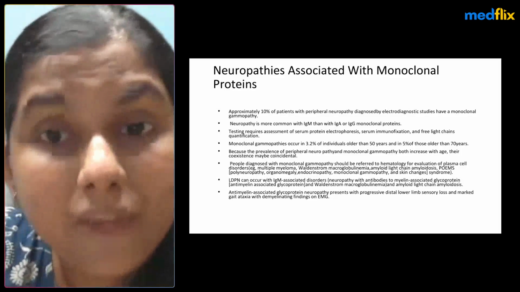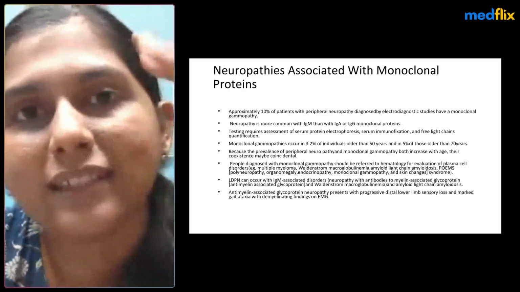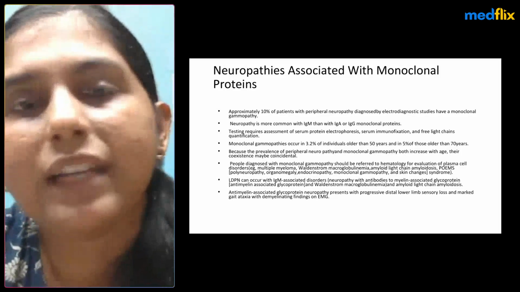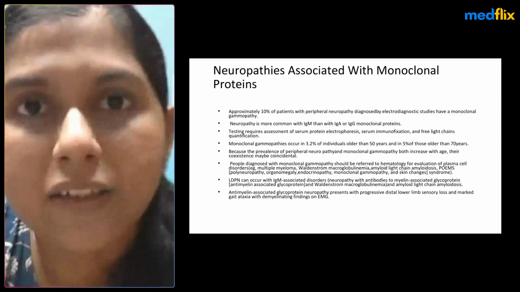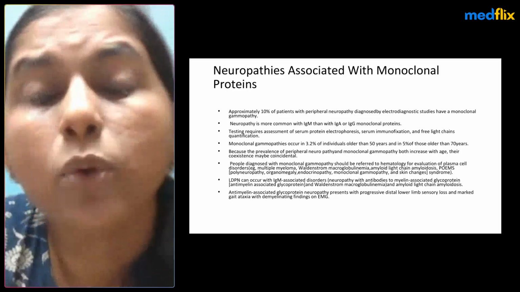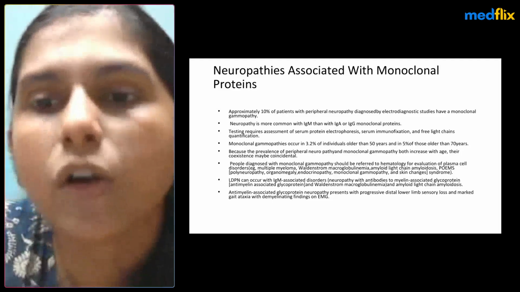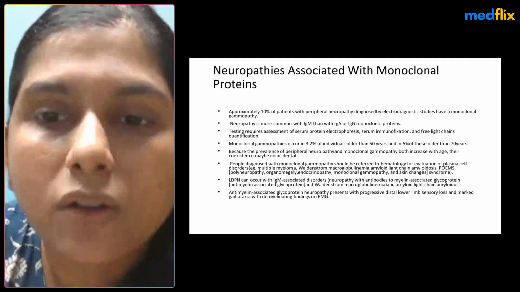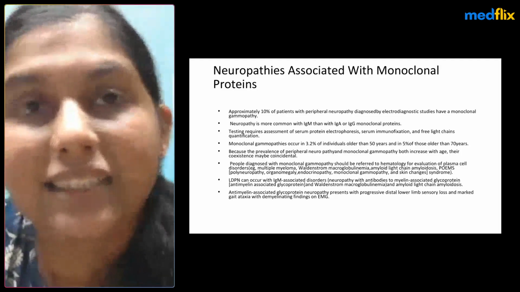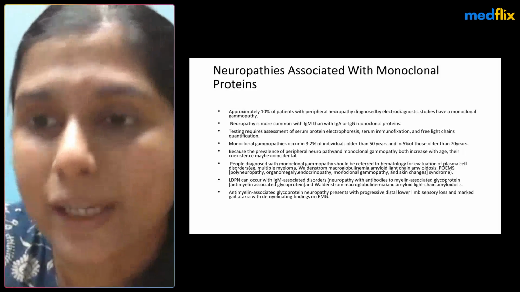So it is more common with the IgM variant rather than the IgA or IgG monoclonal antibodies. And for this, we send first step serum protein electrophoresis. And then if it comes negative and we are still sure, we can send an immunofixation, which is more sensitive. And light chain assay is also something else that we can do. And monoclonal gammopathies occur in 3.2% of individuals older than 50 and 5% of those older than 70 years. And it is said that it could be coincidental, because as age increases, the incidence of gammopathies also increases, but it is still something that we shouldn't forget.